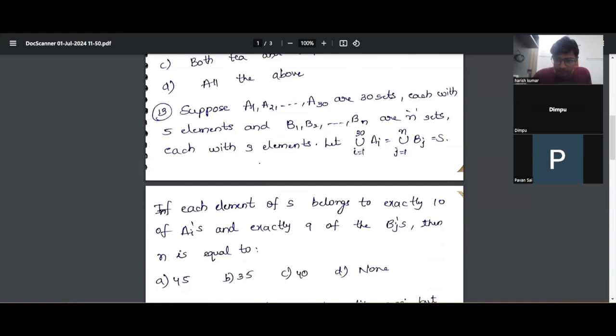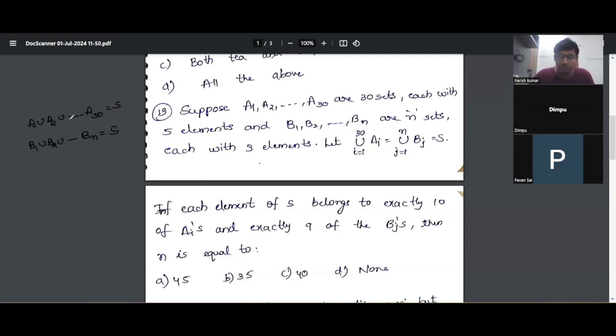So A1 union A2 union so on A30 is S, and B1 union B2 union so on Bn is S. Right. So each set lo 5 elements unnayanta, A1, A2, A3 dantlo. Okay. So each element of S belongs to exactly 10 of Ais.